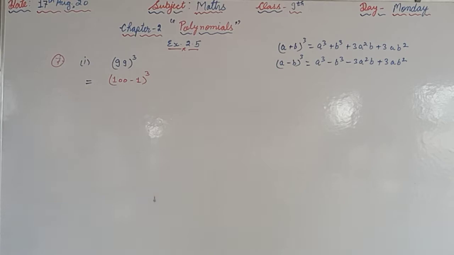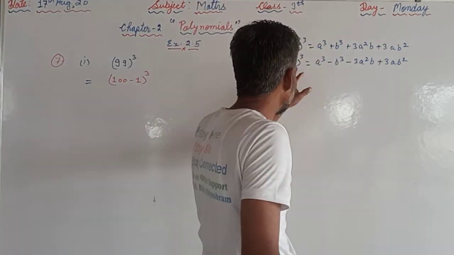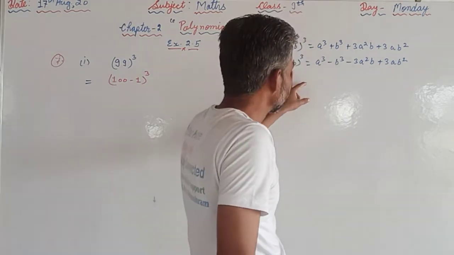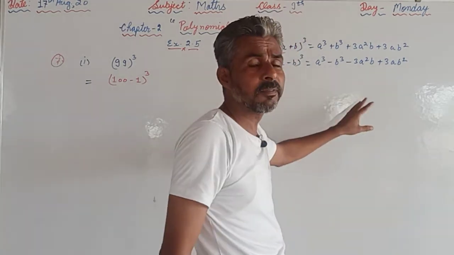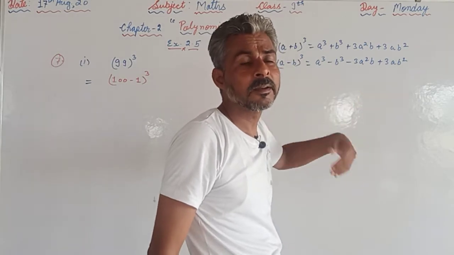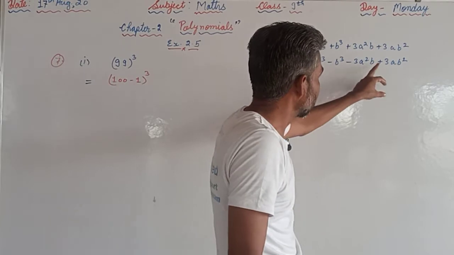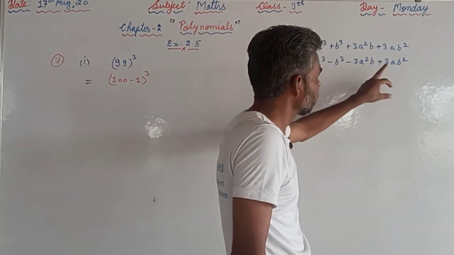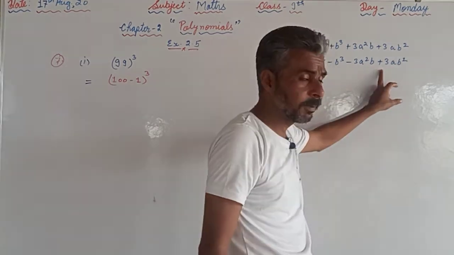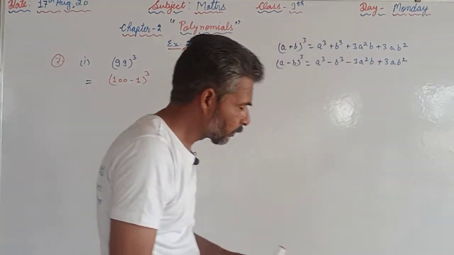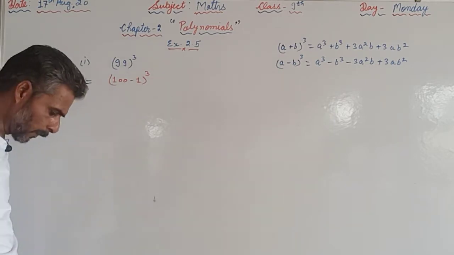So you are supposed to keep in mind, if plus is there then all signs are plus, if minus is there then there will be minus in those terms where the powers of b are odd. Here the power is 3, so here minus, here the power is 1 then it is minus, here the power of b is 2, that is even, so here it will be plus. So we are supposed to keep in our mind. So here we are supposed to use that second formula, that is the minus one.